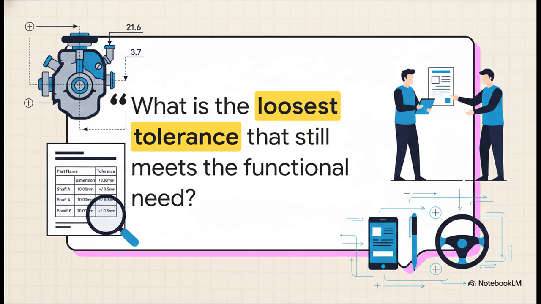So here is the golden rule of manufacturing you should take away from this explainer. What is the loosest tolerance that still meets the functional need? It's a profound shift in how we view precision, isn't it? It's not about blindly chasing absolute perfection. It's about achieving the exact right amount of precision required for the job without wasting a single penny or a single second of time. So the next time you hold any physical object, your phone, a pen, or even the steering wheel of your car, ask yourself, what are the invisible rules, the unshakable blueprints, and the hidden tolerances that are actively holding your reality together?